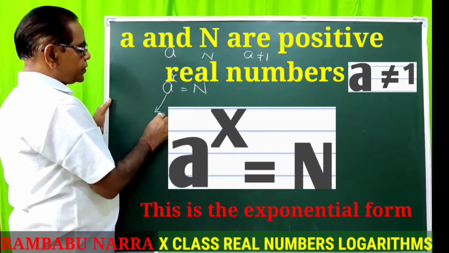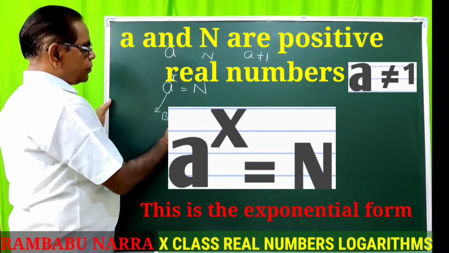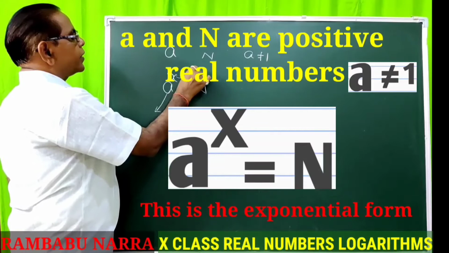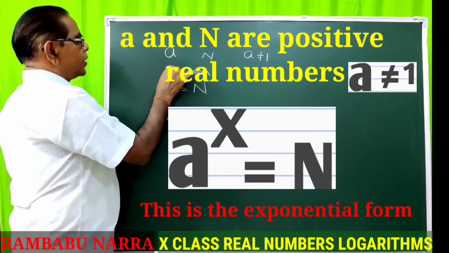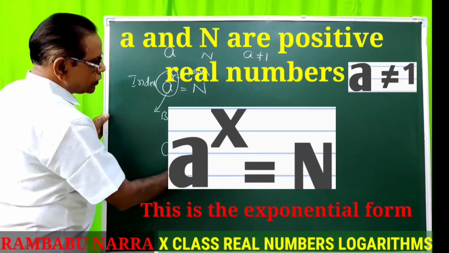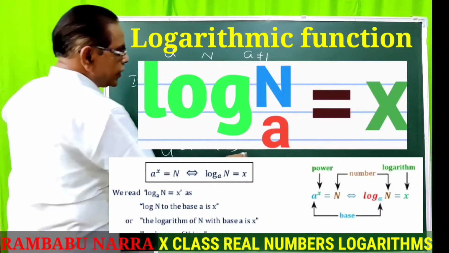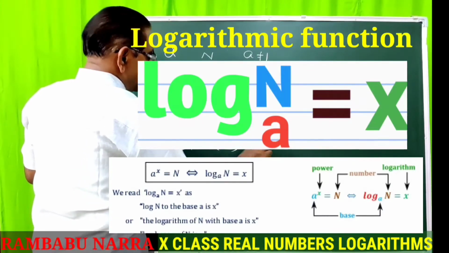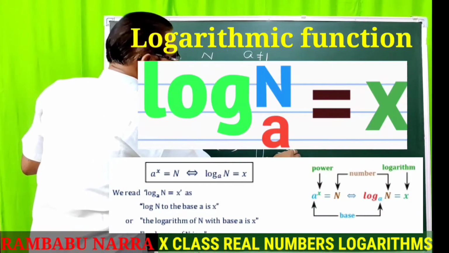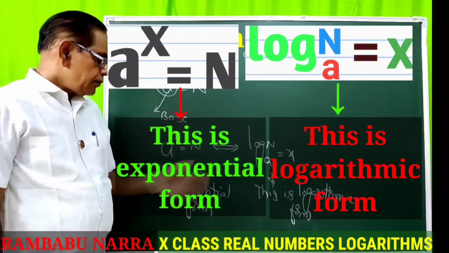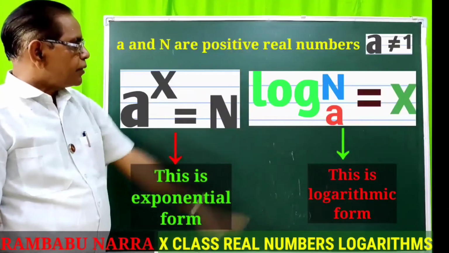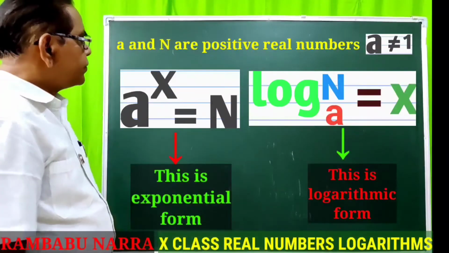a is the base, x is the power, a to the power of x is the index. a to the power of x equal to n. So we can write the logarithmic form: log n base a equal to x. This is the exponential form. This is the logarithmic form. a and n are positive real numbers, a not equal to 1.